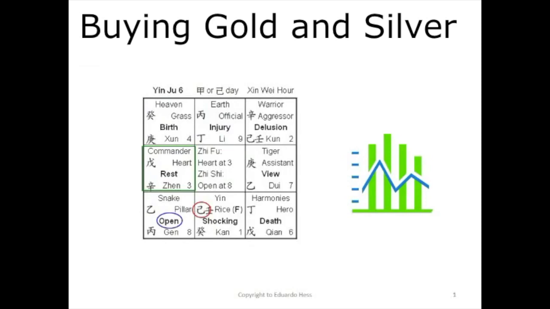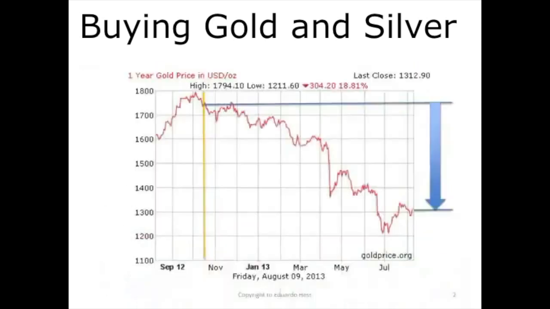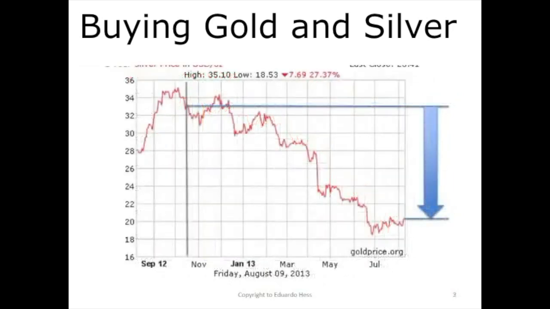She decided to follow our advice and not to buy gold and silver like all her friends did. Just as Qi Men Dun Jia predicted, the price of gold and silver soon started to decline, and today she is very grateful that she did not buy gold and silver at that time.